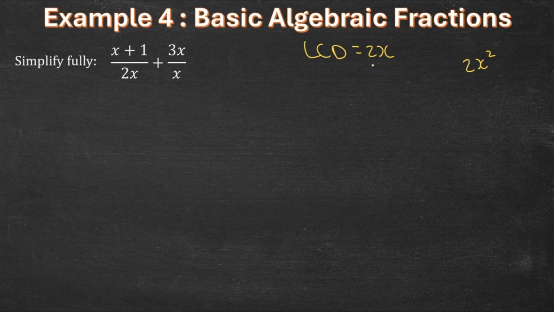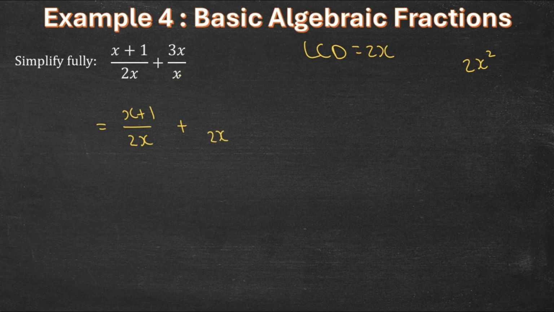Now that I know that my lowest common denominator is 2x, I can change all my fractions so that they have 2x as a denominator. I do not need to change this to x. It is already the lowest common denominator. That means my numerator is going to stay the same. So I can rewrite this first fraction exactly as is. Now the second fraction, x is the denominator. So let's rewrite this x as 2x.